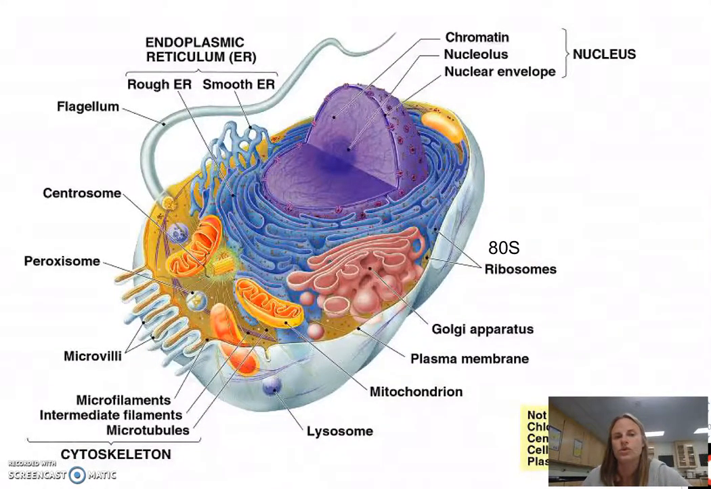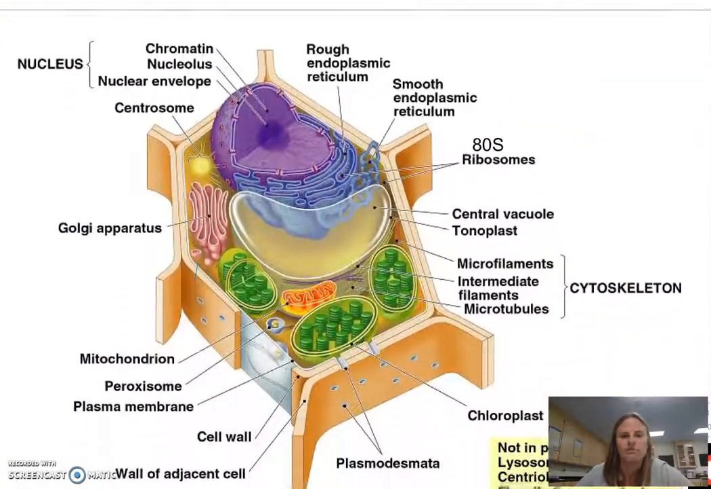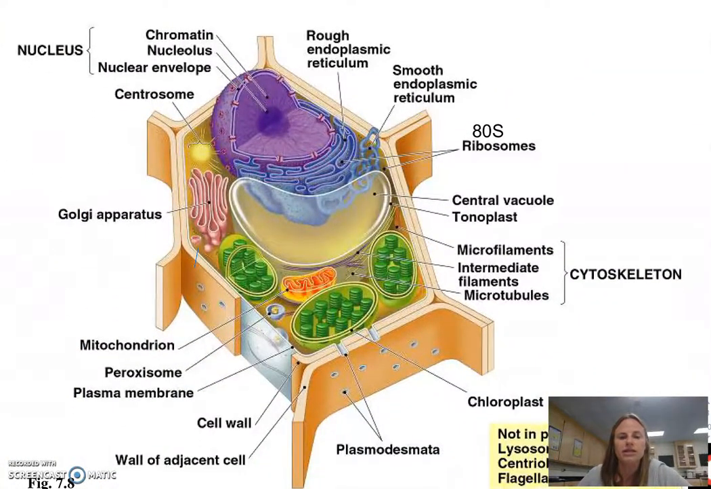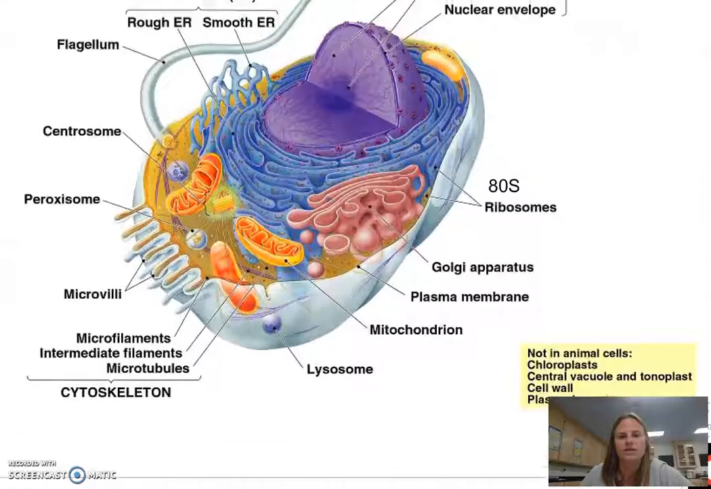You notice it's circular in structure, and an animal cell is going to have some features that won't be found in a plant cell, and a plant cell is going to have some features that won't be found in an animal cell. First of all, look at the shapes. Animal cells are much more rectangular than plant cells.